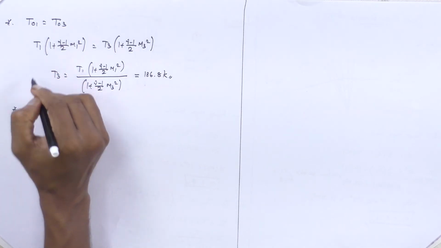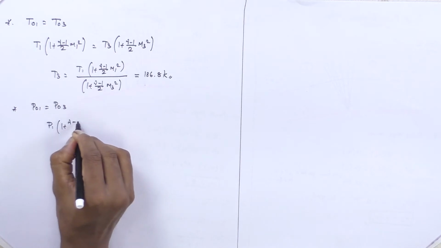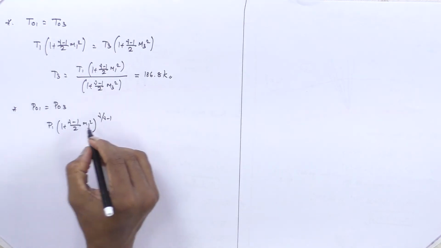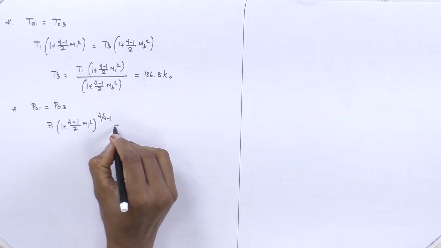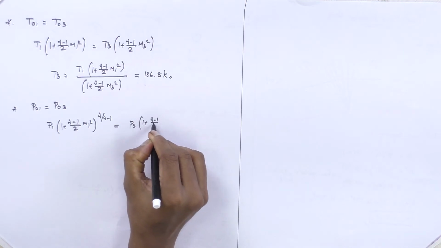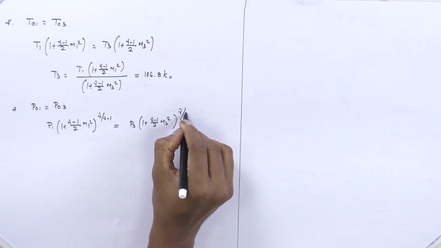Similarly for stagnation pressure, P01 will be equal to P03. From the isentropic relation, this can be written as P1 into 1 plus (gamma minus 1) by 2 M1 squared, whole power gamma by gamma minus 1. This is equal to P3 into 1 plus (gamma minus 1) by 2 M3 squared, whole power gamma by gamma minus 1.